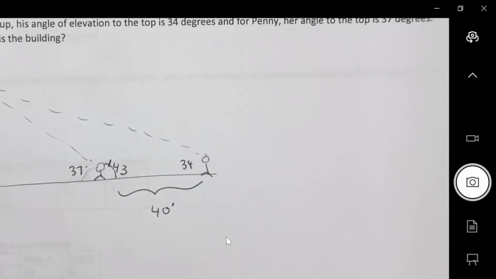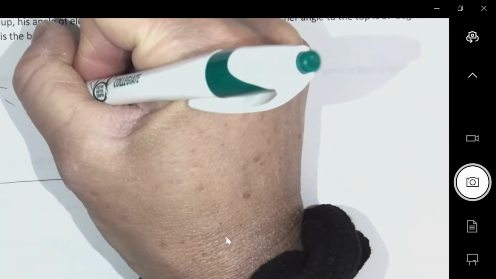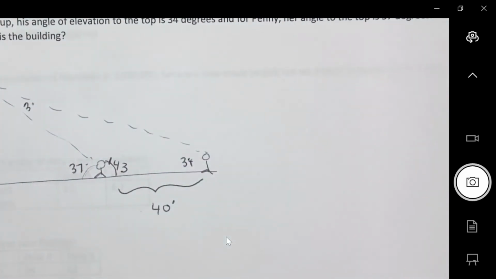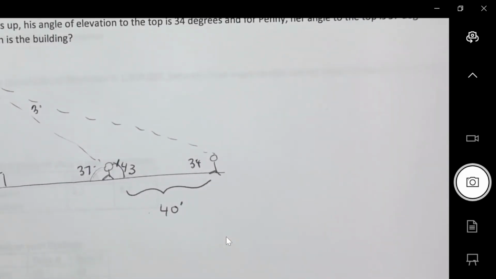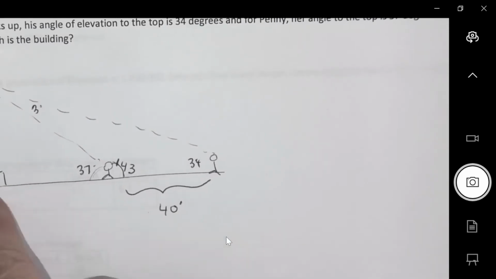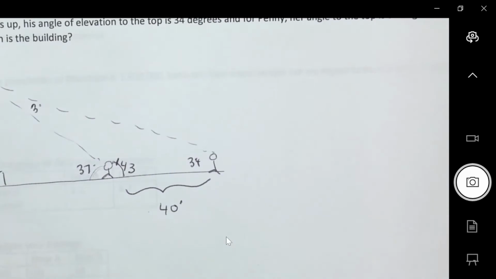Can you get me the top small angle? 3. And then you can even get the top one in this triangle. 180 minus 90 and 37. Okay, so that's step one, is just get all the angles that you can, so they're all filled in.